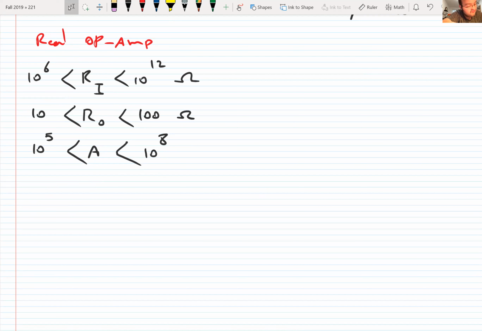Okay, so we know that in order to operate in linear mode, let me just write it down. For OpAmp.